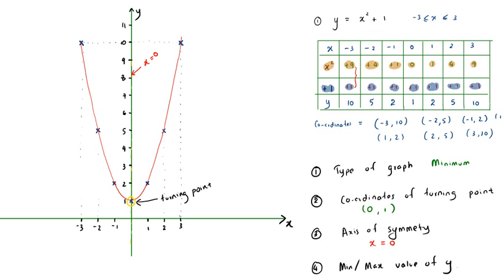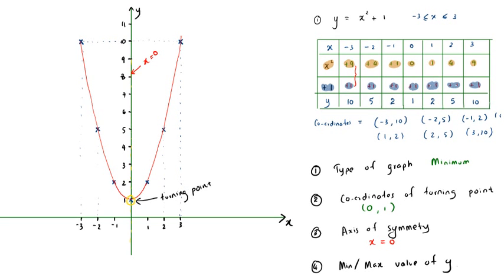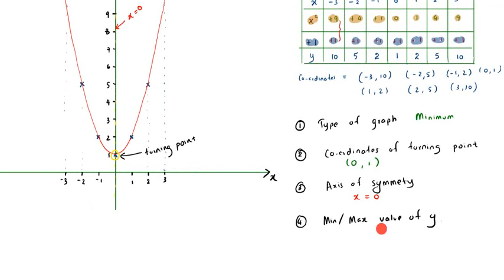And then minimum or maximum value of y. In here, do we have a minimum or maximum value, children? If your graph type is a minimum, then you are going to have a minimum value. So you have to cut out the inappropriate word. Here we don't have a maximum, we have the minimum. When they give you like this, you have to choose the correct word. So minimum value of y.